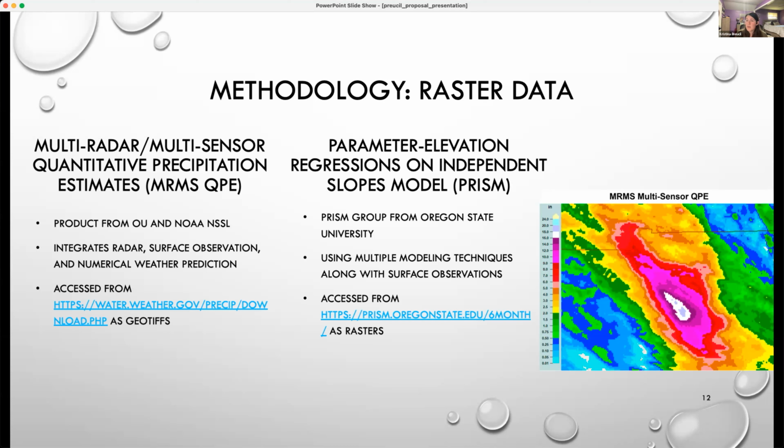The last data source that I'll be taking advantage of is the Parameter-elevation Regressions on Independent Slopes Model. That's also known as PRISM, and they're a group from Oregon State University. They experiment with many different modeling techniques in order to create a smooth surface of rainfall amounts. So it would look similar to the MRMS output. And this data can be downloaded from PRISM's website as rasters.